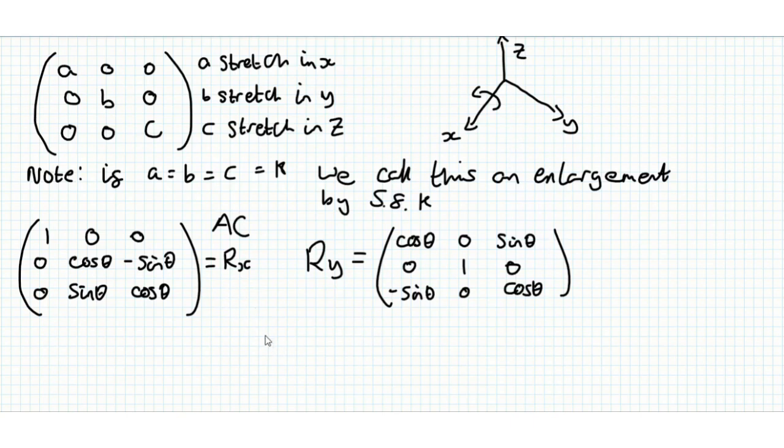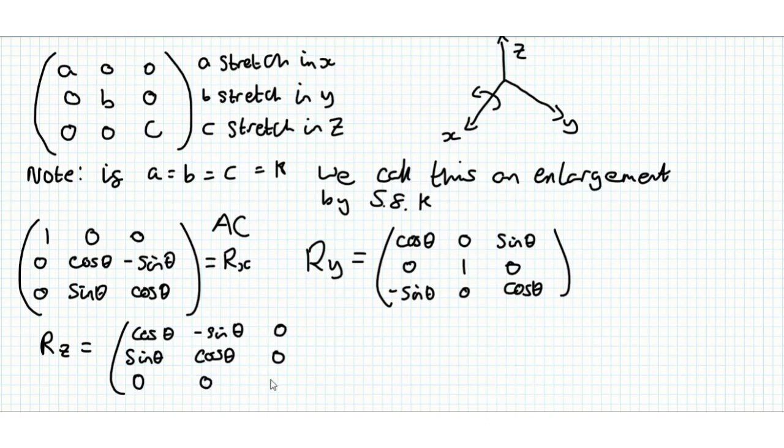Right, so Rz is very similar. We get cos theta, minus sine theta, 0, sine theta, cos theta, 0, 0, 0, 1. Okay, and both of these are anti-clockwise too.